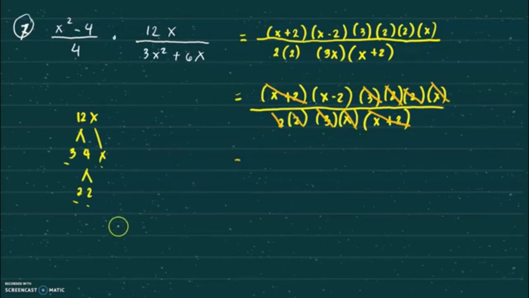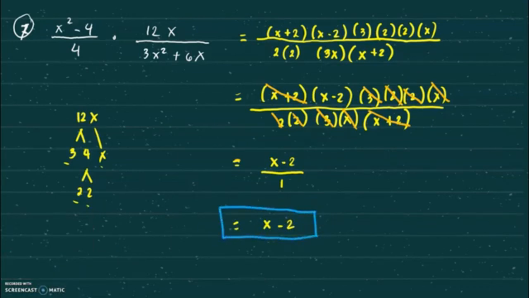So let's continue. In our numerator, what is left is x minus 2. In the denominator, all of the factors are already divided out, so that would be equal to 1. So our final answer is x minus 2. Box your final answer for emphasis. So, the product of (x squared minus 4) over 4 and 12x over (3x squared plus 6x) is x minus 2.